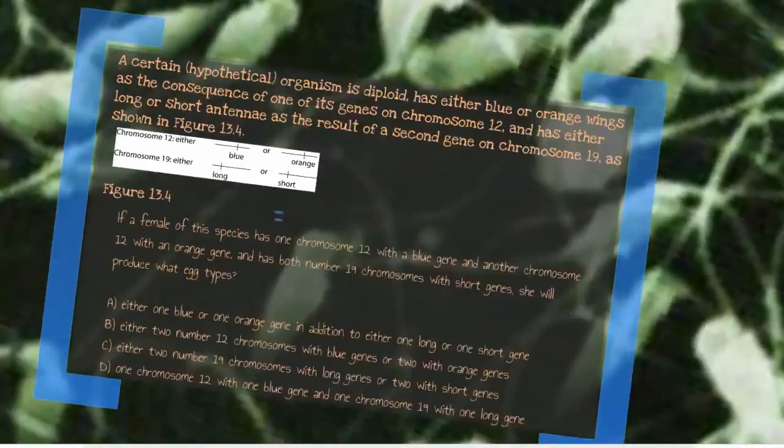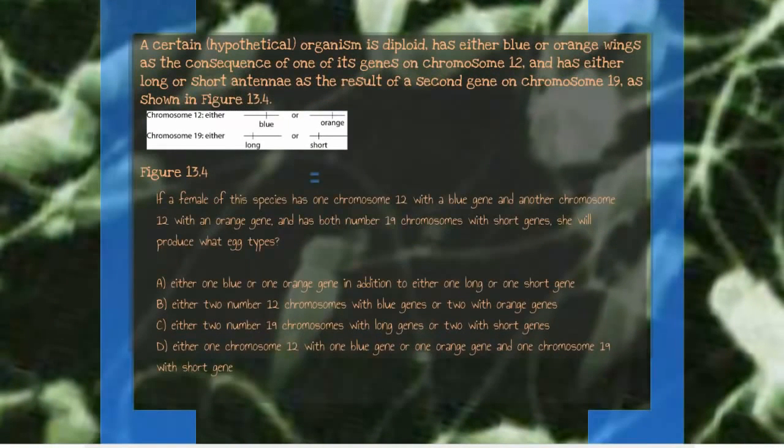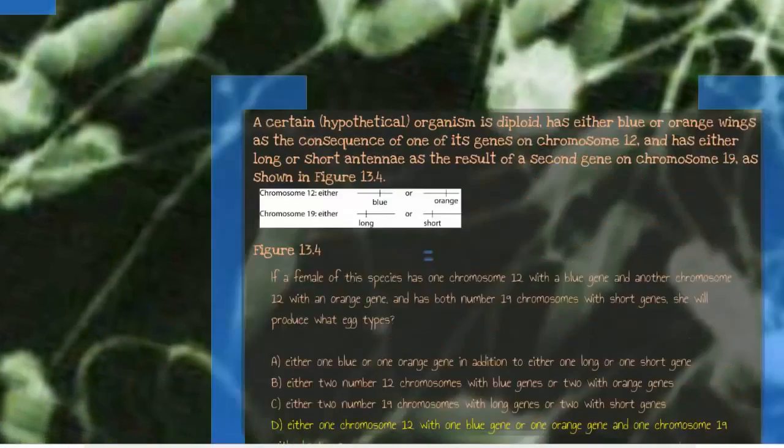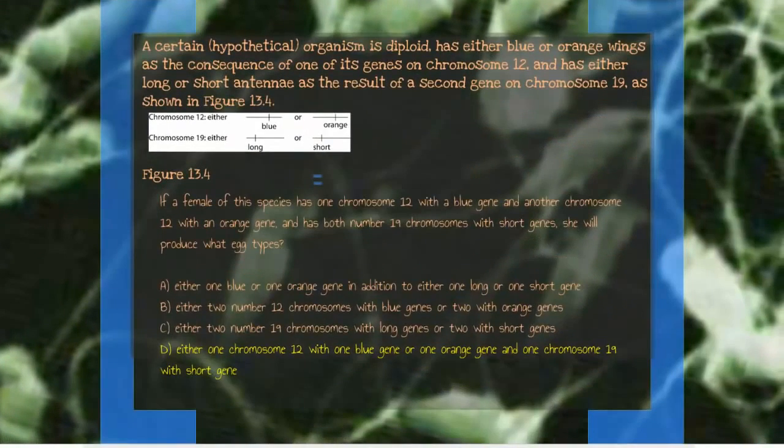Let's do our last knowledge check now. This is a long question, so pause the recording, and when you are ready, push play to continue. Good job. The answer is D. Because this female has one chromosome with a blue gene and one chromosome with an orange gene, she can pass on one or the other to her offspring. But on chromosome 19, both of her genes are short genes, which means that she will only pass on short antennae genes to her offspring.